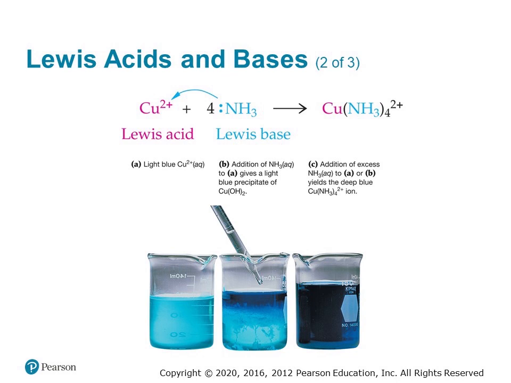In particular, copper 2+ ions are capable of accepting electron pairs from 4 ammonia molecules to form the complex ion shown as the product of this reaction here. Since Cu2+ accepts these electron pairs, it is a Lewis acid. Likewise, since the ammonia molecules donate the electron pairs to form the bonds, they are Lewis bases.